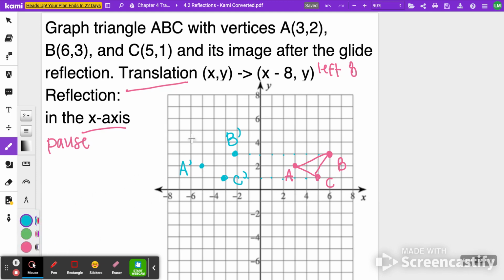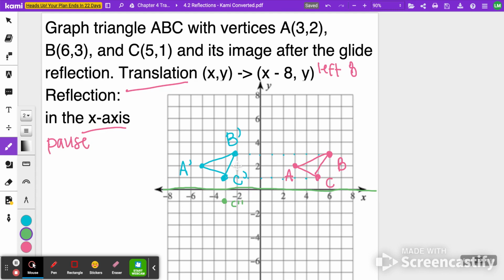Before I do that, I'm going to connect those points. And now I'm going to reflect over the x-axis. Here's my x-axis, so this is my line of reflection. So I'm just going to take that image I just made and reflect it down. C is only one step away from the x-axis. So that means it's one step away on the other side. This is C double prime.